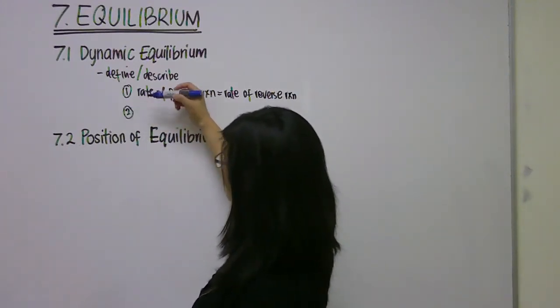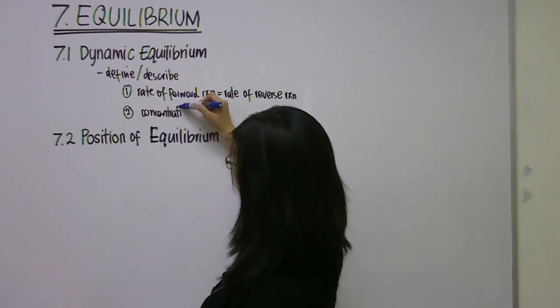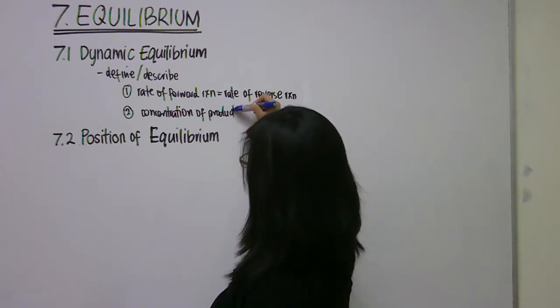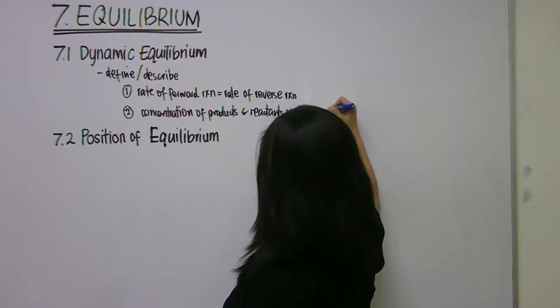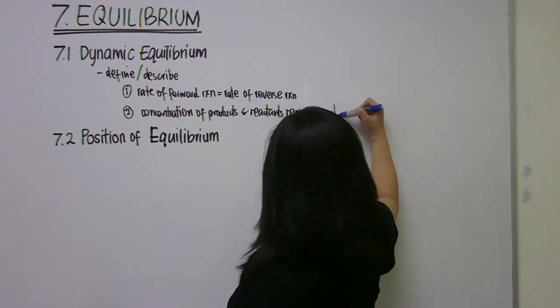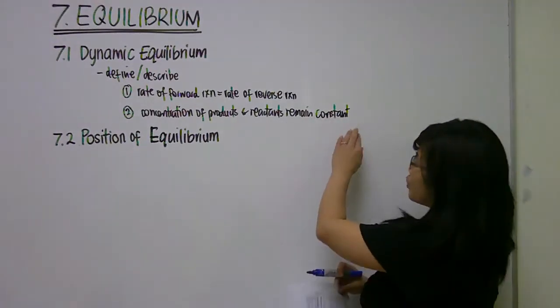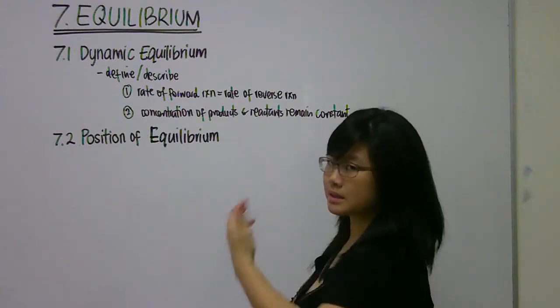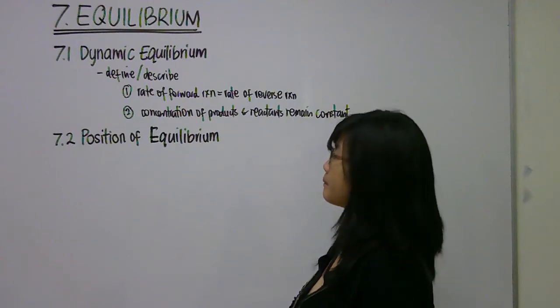And then the second one will be concentration of products and reactants remain constant. Okay, so this one you have to clearly explain to your student. Constant doesn't mean they are the same. They can be the same, but they don't have to be the same.